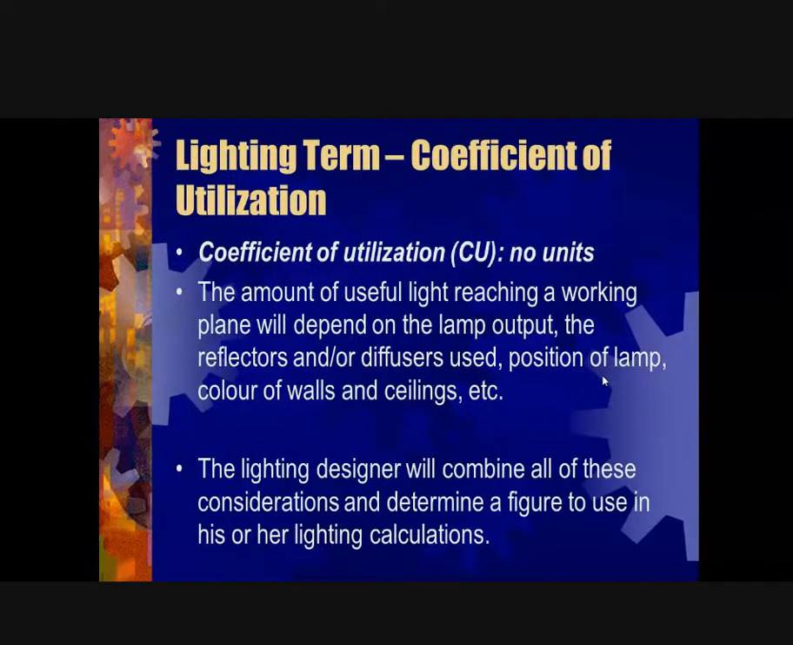Now, the coefficient of utilization is basically the amount of useful light that reaches a particular surface. Now, this is going to be based on certain factors, such as the reflector, the reflectiveness of the room, right? The type of diffuser that you use, and whether it be a colored diffuser, whether it be a clear or a frosted diffuser. And for persons who don't know, a diffuser is really the shade over the lamps. That is the shade we're talking about here.